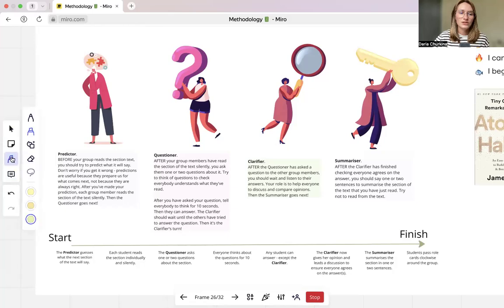What I do with individuals, we take 2 roles. For example, I take predictor and questioner. They take clarifier and summarizer.